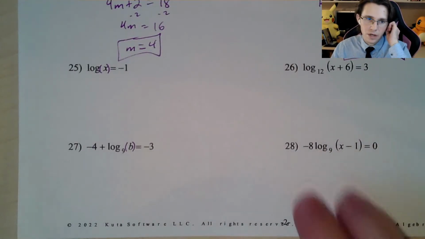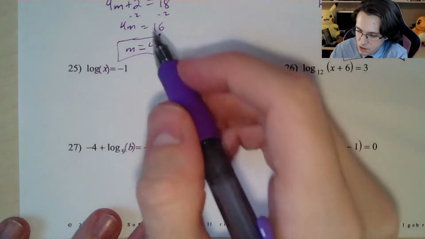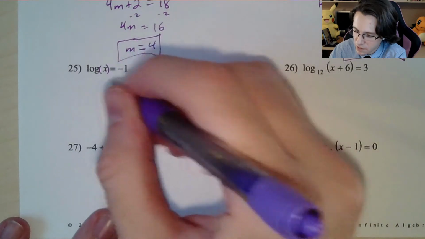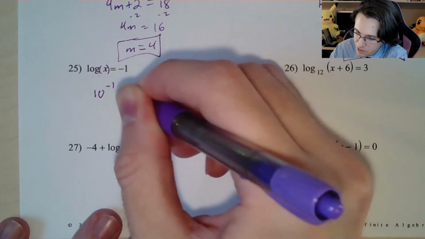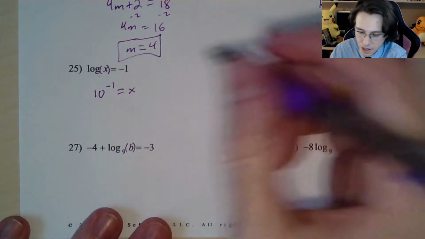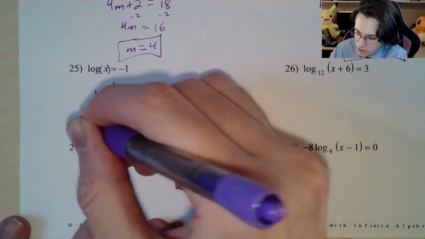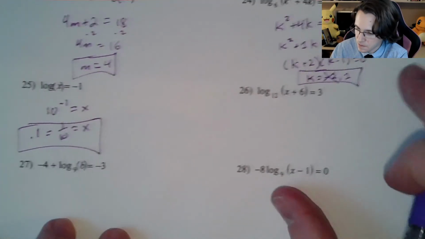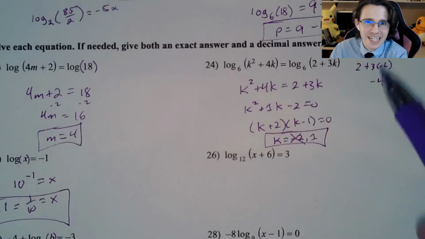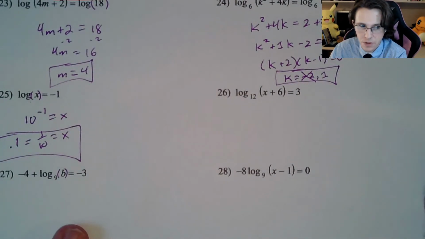Here we go. After this, we have log of x is -1. Rearranging this equation, on this one, 10 is the invisible base. So we have 10 to the -1 is equal to x. 10 to the -1 is 1/10. You could have also used a decimal number of 0.1. Any of those is correct. And it says if needed, give an exact or decimal. Both of those are correct. They're both exact.